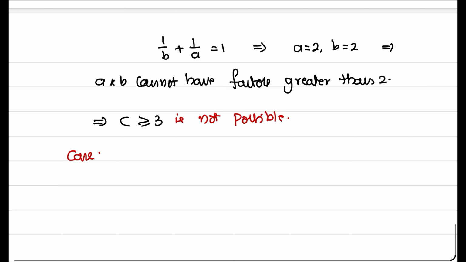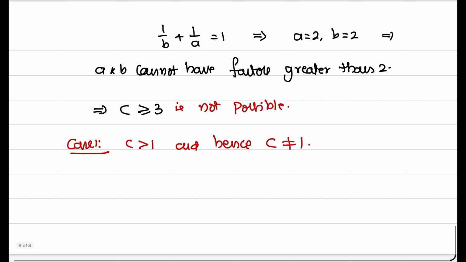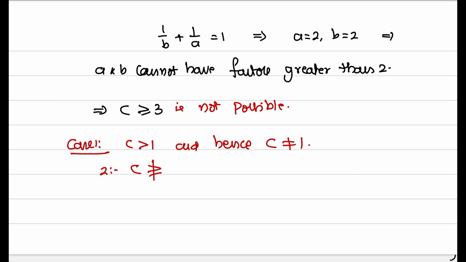Case 1, we have seen C is greater than 1 and hence C is not equal to 1. Case 2, we have seen C is not equal to or greater than 3. Now third case, C is equal to 2. That means C cannot be equal to 1, C cannot be equal to 3 or greater than 3. Then let's go for C is equal to 2.